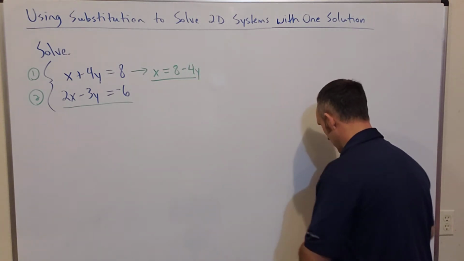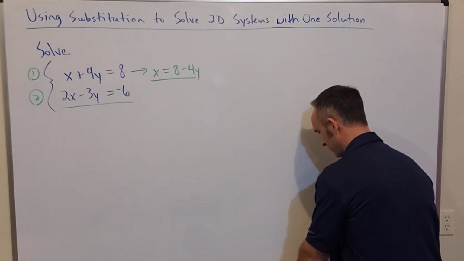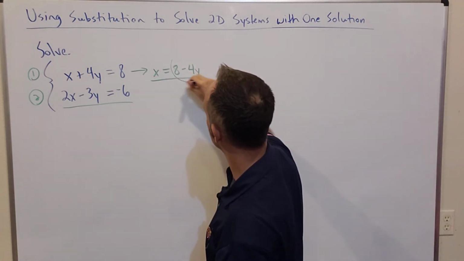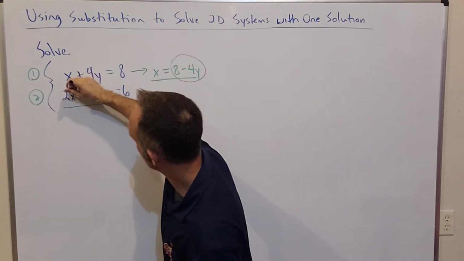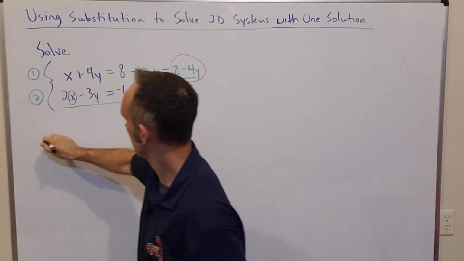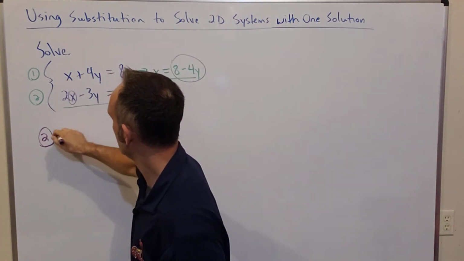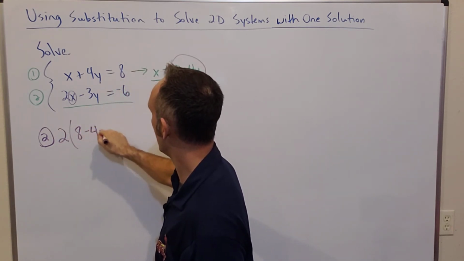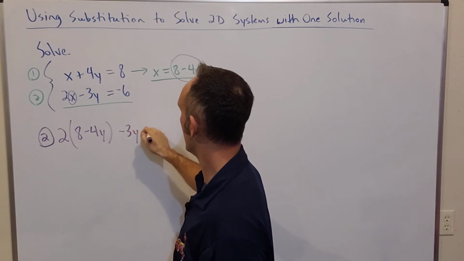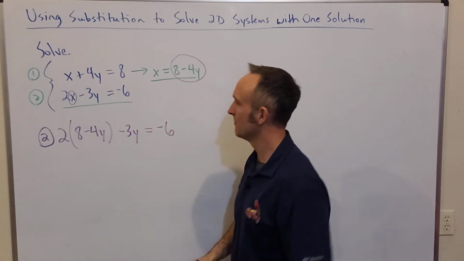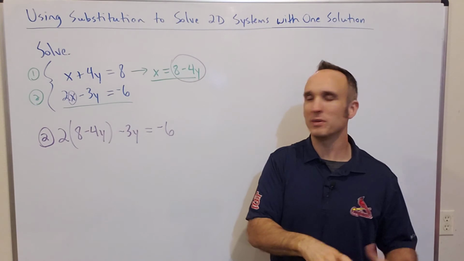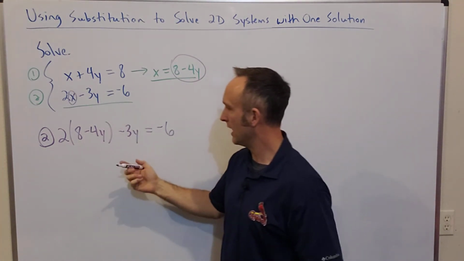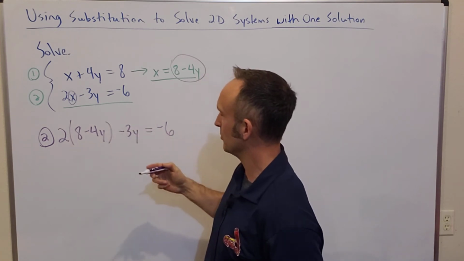So what I can do now is I can substitute this x into equation 2 for this x. I'll write 2 times x, which is 8 minus 4y, minus 3y equals negative 6. And you can see after performing the substitution, there's only one variable that remains here. It's y. So it's just like the last example now.